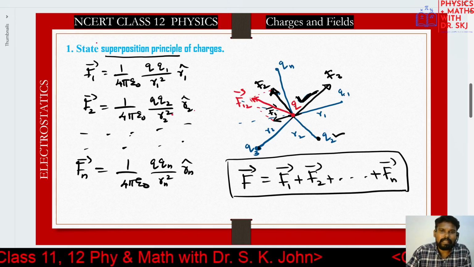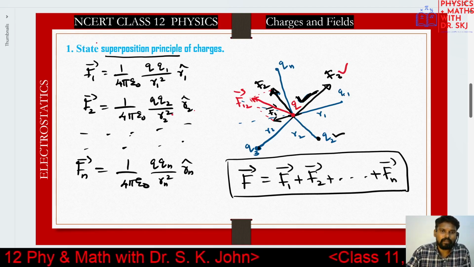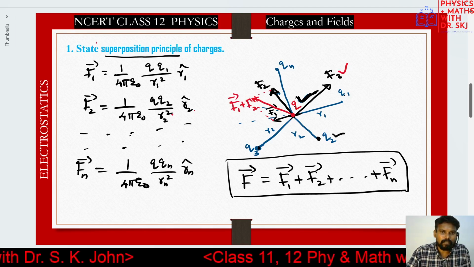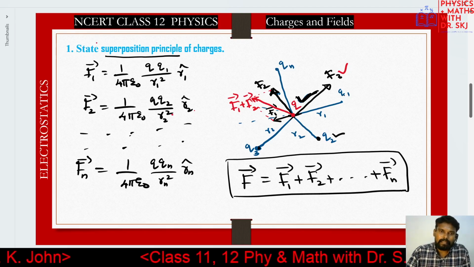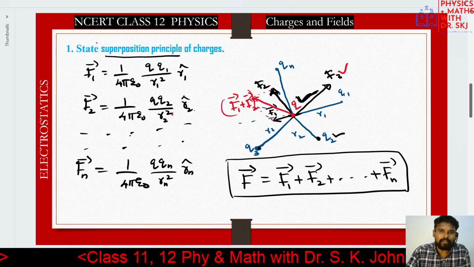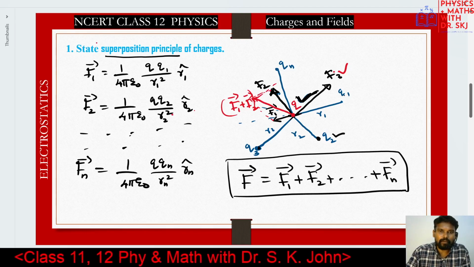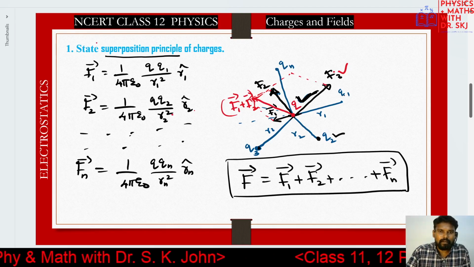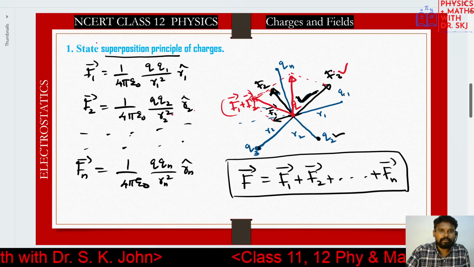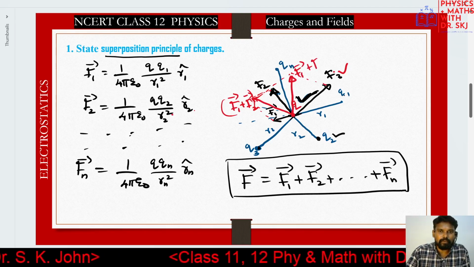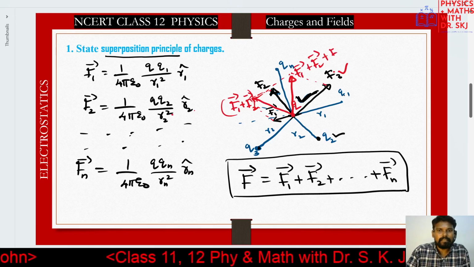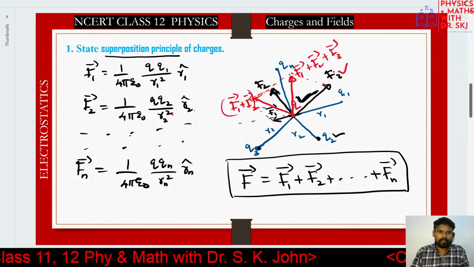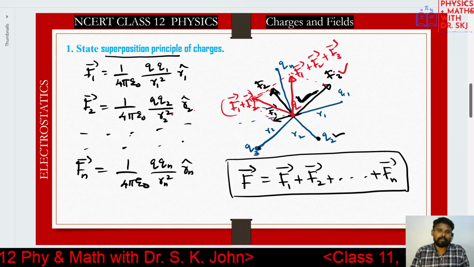This is F1 plus F2. I will write F1 plus F2, otherwise it will be confusing. And this F1 plus F2 has to be added with F3. For that, I have to again draw the parallelogram with the sides F1 plus F2 and F3. This will be the sum of F1 plus F2 plus F3. See, in this way, you have to add all the forces. So this is the superposition principle.